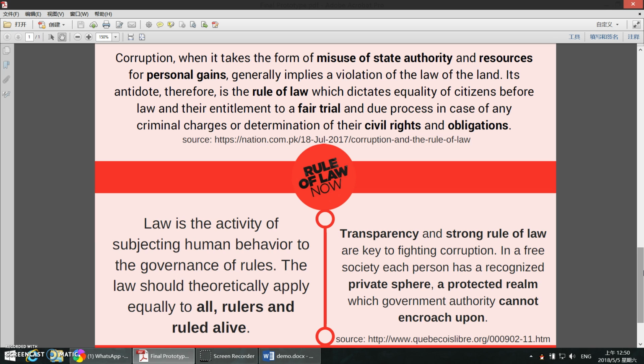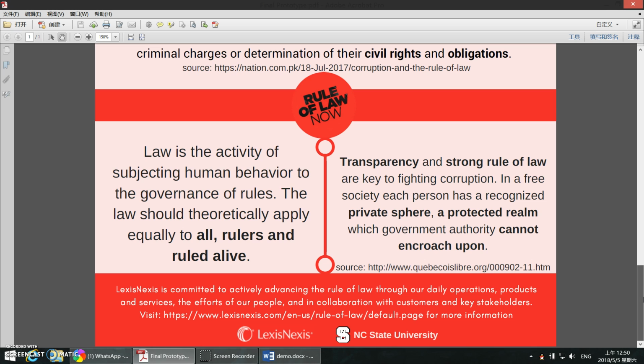So after reading the infographic, if you think you want to take some actions and make contributions, you can go to the LexisNexis website for more information.